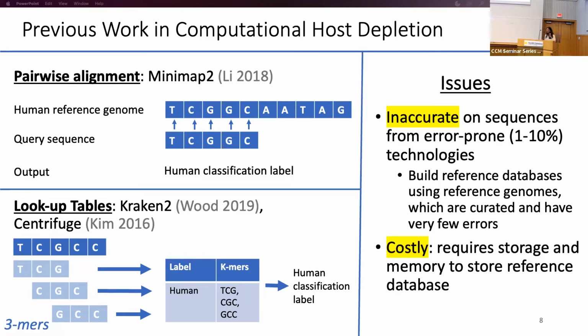So the issue with these types of methods is that they can be inaccurate on sequences from error-prone technologies, because they're building their reference databases typically using reference genomes, which are very curated and have very few errors in them, unlike sequencing output that can have sequencing errors in them. Also, these methods can be costly because they require the storage and memory to store reference databases.